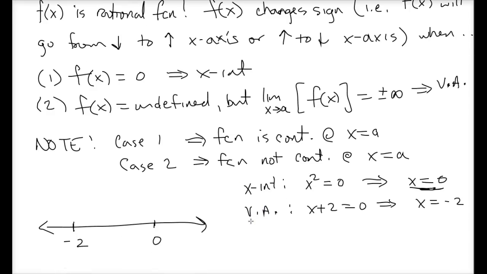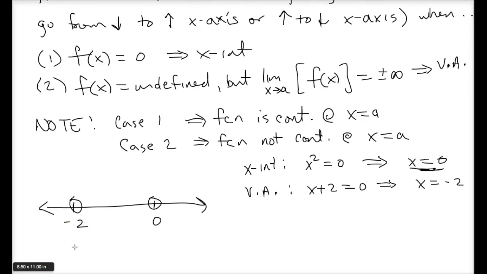So I'm saying all that to say that in those instances, we're going to put an open circle around these values to remind us that we cannot include these values in our answer, okay? So when we write out our intervals, it's going to look as follows. I'm going to say from negative infinity to negative 2, and then from negative 2 to 0, and then from 0 to infinity.